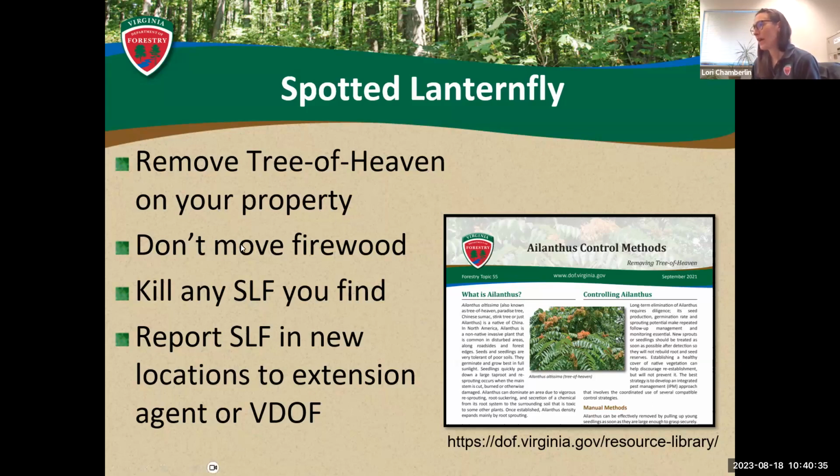We always say don't move firewood, because moving firewood certainly has the potential to move different life stages of spotted lanternfly and other invasive insects as well. If you just find a few spotted lanternfly, go ahead and kill what you find. And please report new spotted lanternfly detections to either your local extension agent or a Department of Forestry employee.